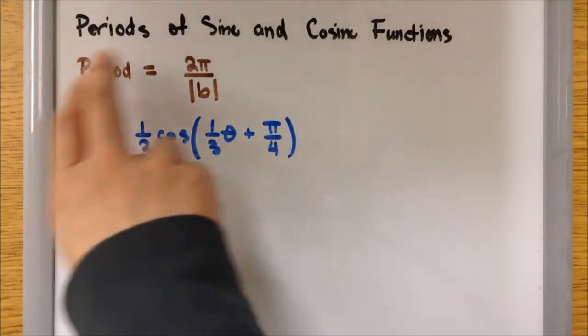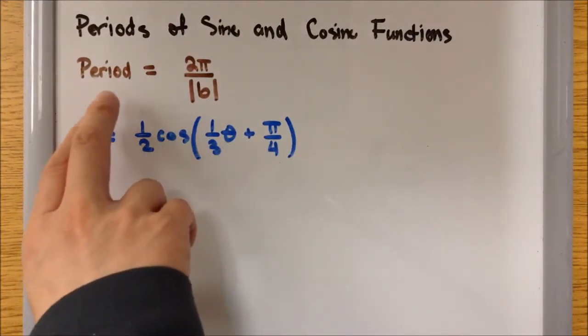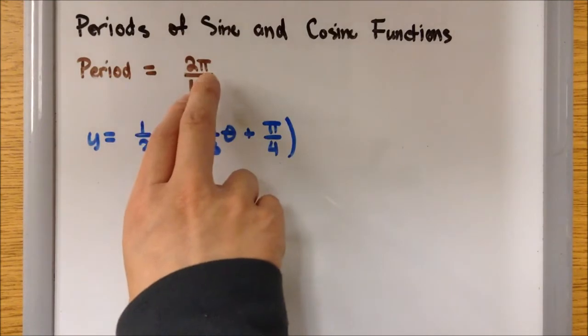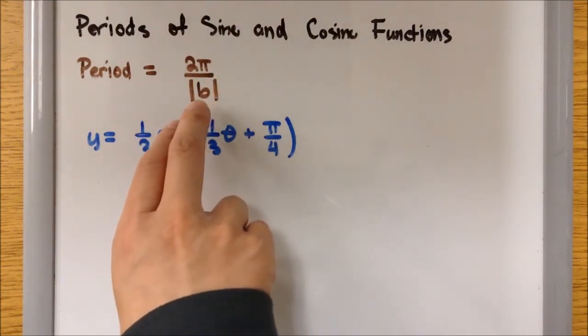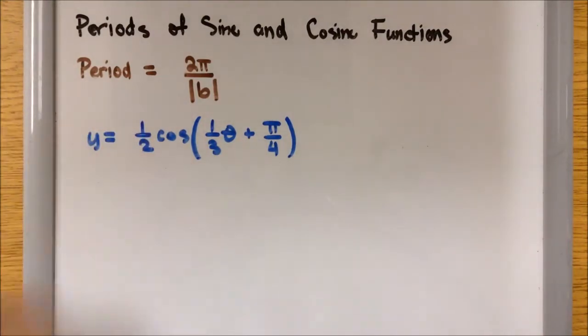Alright, we're going to talk about periods of sine and cosine functions. So here I wrote the formula, or the rule for period. Period is 2 pi over the absolute value of b. So you just gotta follow this rule when I'm just asking for period. Make sure you memorize this.